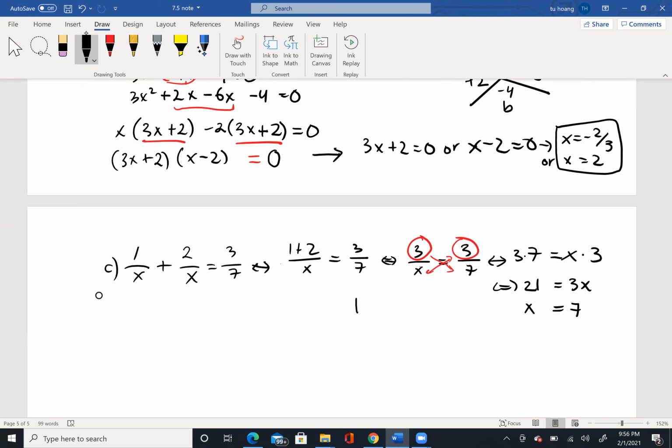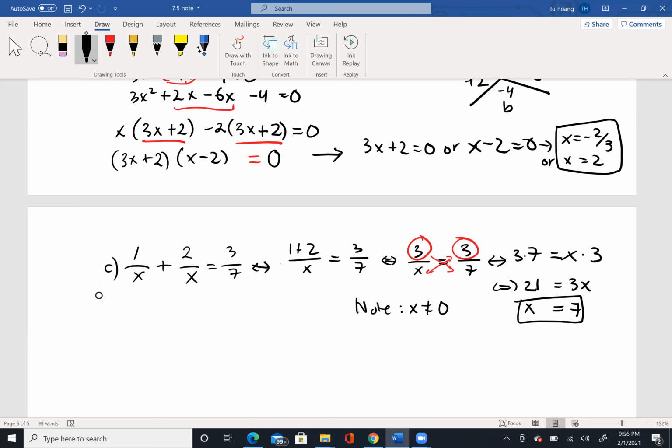But just keep in mind that you can also apply cross multiply in this case. And again, you have to note that x cannot equal 0 since x was in a denominator in the first left term, right? But here, the solution was 7, so it's good, satisfied.